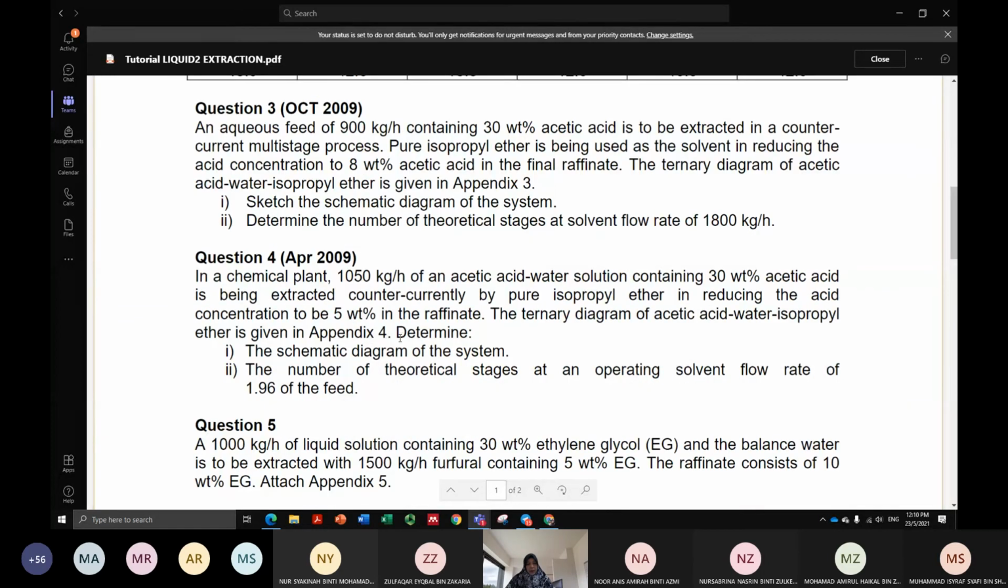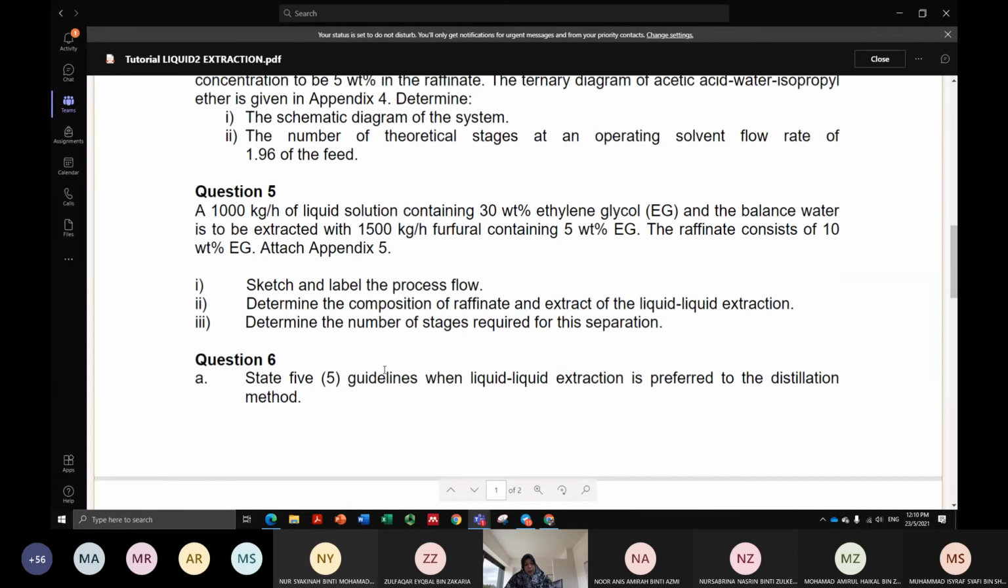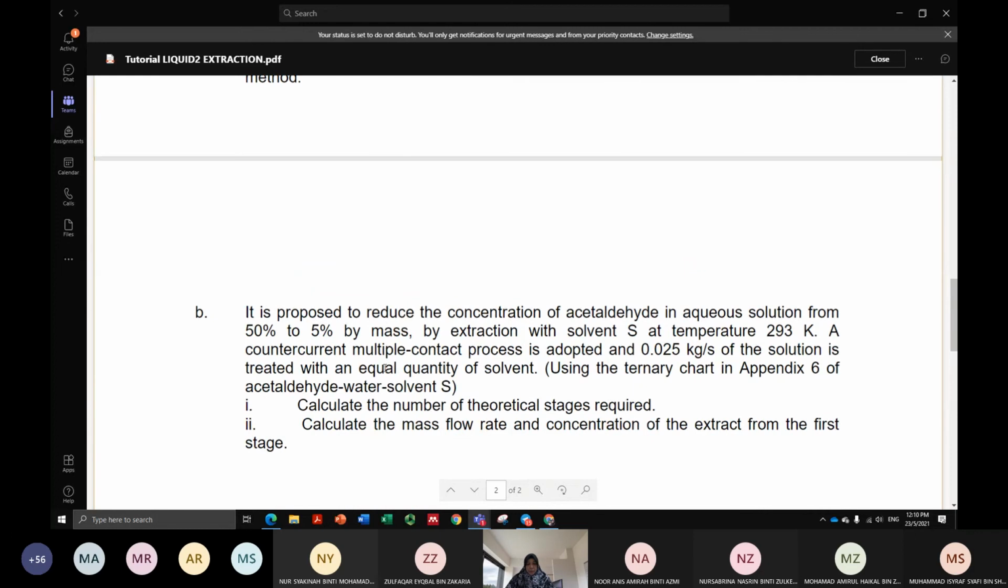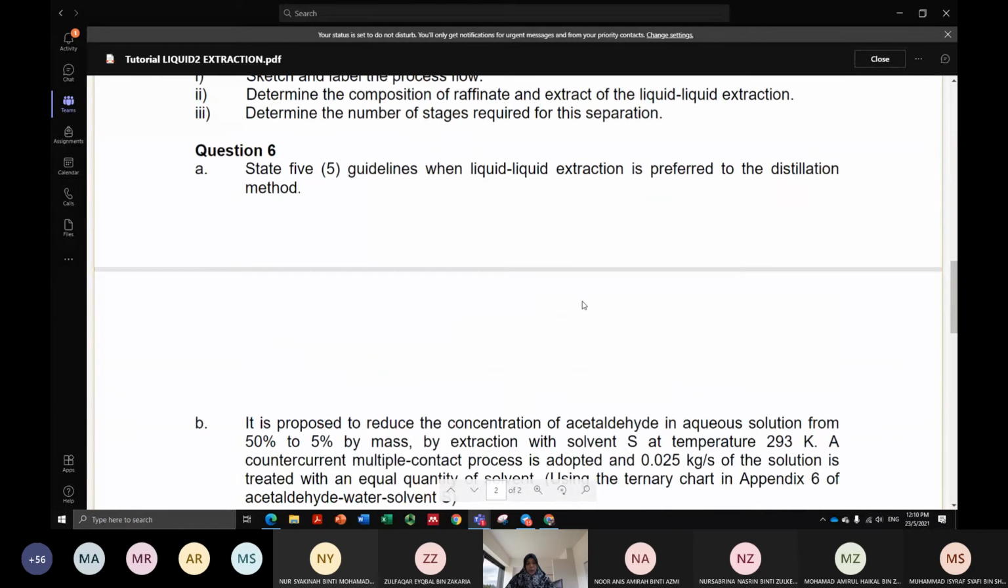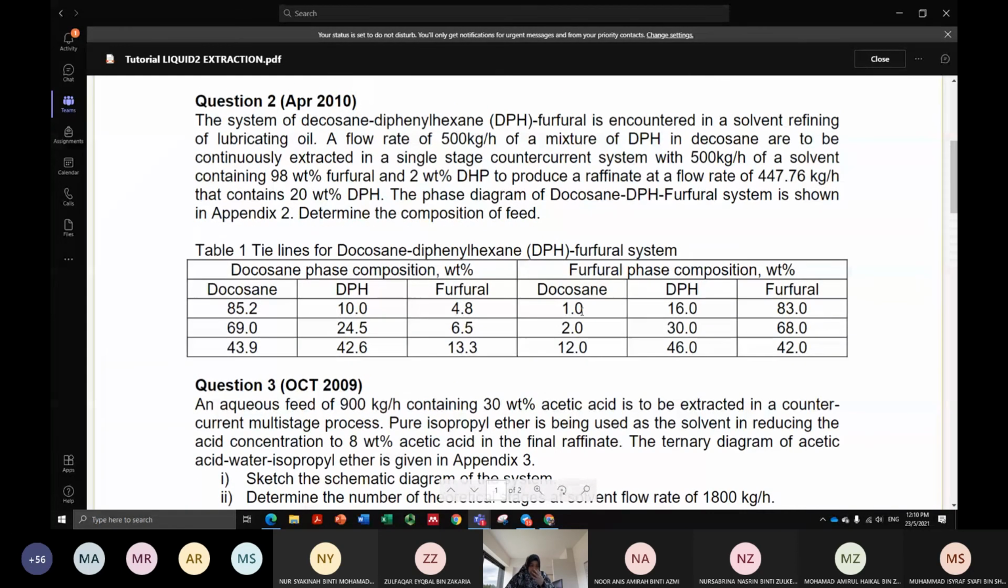Question number 3, all have appendix, you see? And number 4, number 5, number 6, all have appendix. So for LLE, appendix is given. You need to download and print the appendix. Print more than one so that you can practice two to three times for the same questions. We're going to continue on this. For group A, we're going to do the discussion during the tutorial.